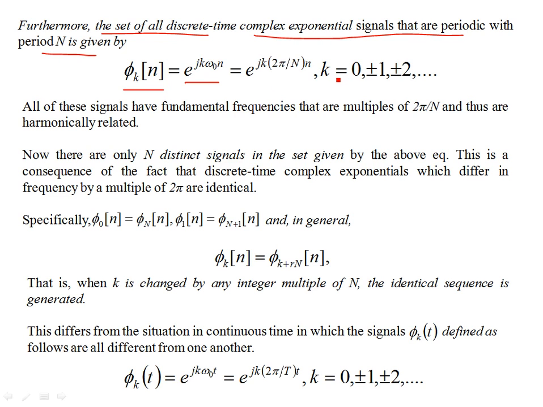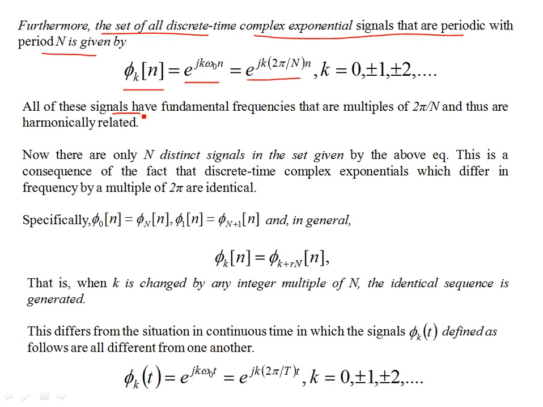Okay, so k is ranging from 0 to plus minus 1, plus minus 2, and so on. So you see again, if you replace n with n plus capital N over here, you're going to end up with the same sequence, that is your original e to the j k omega naught n. Okay, k being the harmonic. So the harmonics are being related. For example, if k is 1, then this is the fundamental. If k is 2, then you have the second harmonic, third harmonic, and so on and so forth.